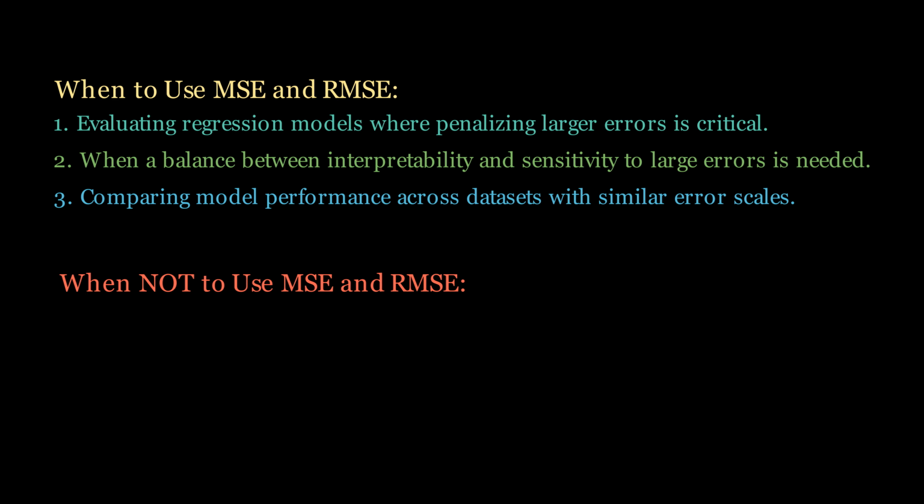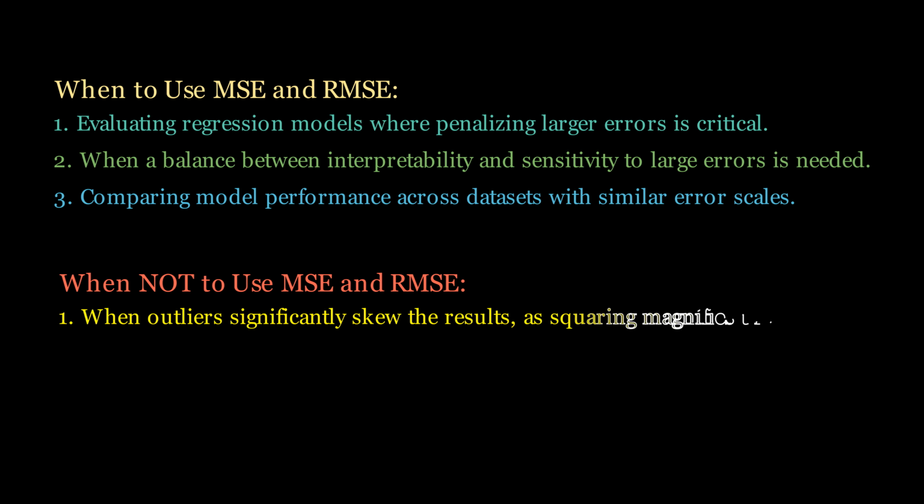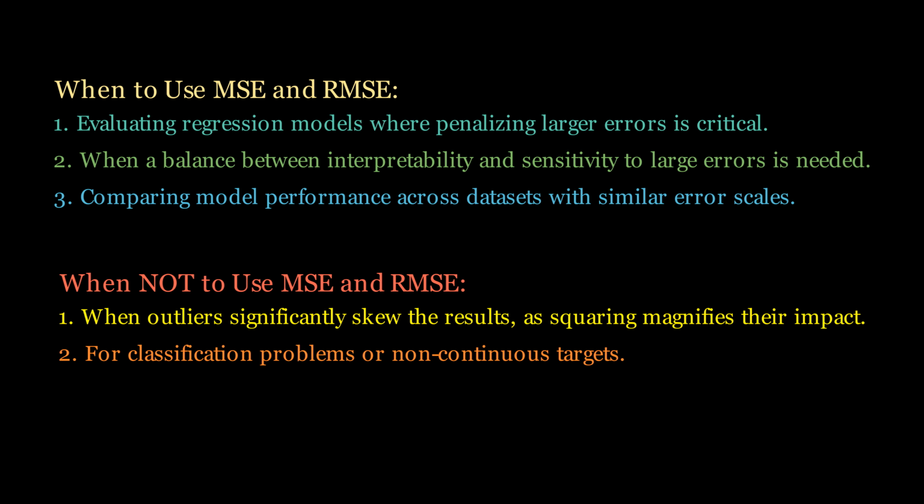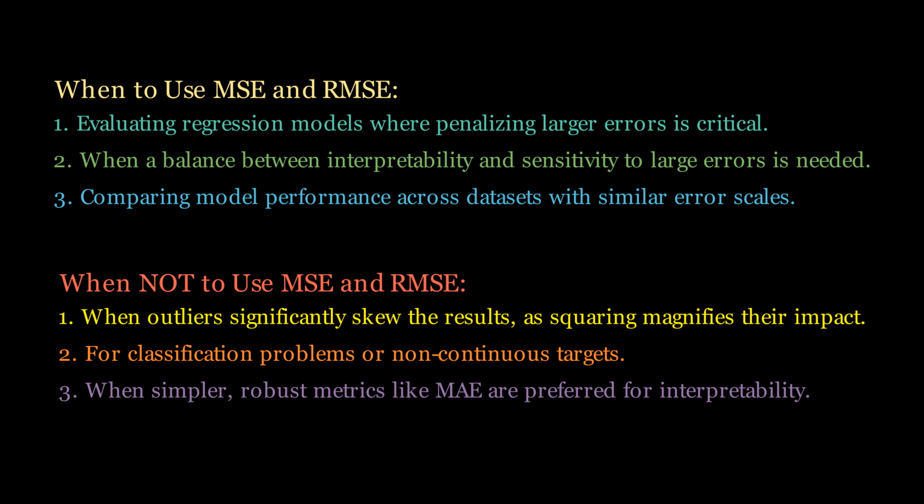On the other hand, there are cases where MSE and RMSE might not be the best choices. Firstly, avoid using MSE and RMSE when outliers significantly skew the results, as squaring magnifies their impact. Secondly, these metrics are not applicable to classification problems or non-continuous targets. Finally, consider using simpler, robust metrics like MSE when interpretability is preferred.